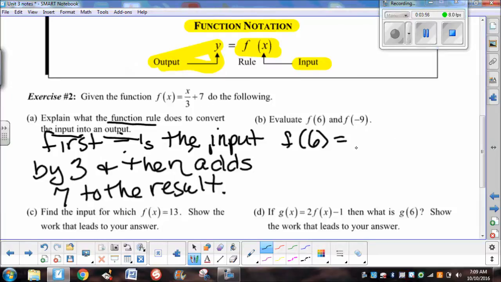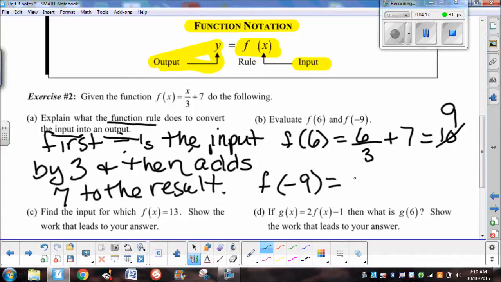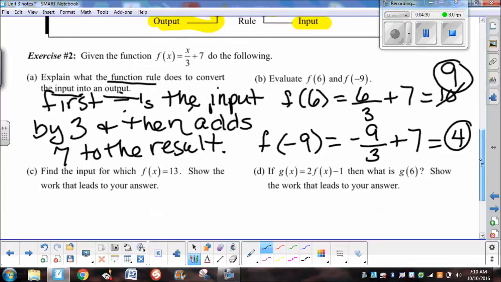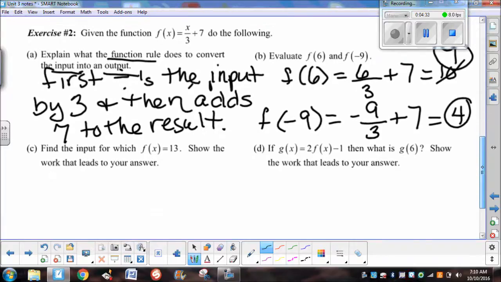So my rule says, take my input, 6, divide it by 3, and then add 7 to it. So 3 plus 7 is 10. F of 6, I lied, that would be 2 plus 7, which is 9. A little early this morning. F of -9. So take that input of -9, divide it by 3, and add 7 to it. So -3 plus 7 gives you 4. So really nothing new here today, just different notation. You guys know how to evaluate stuff.